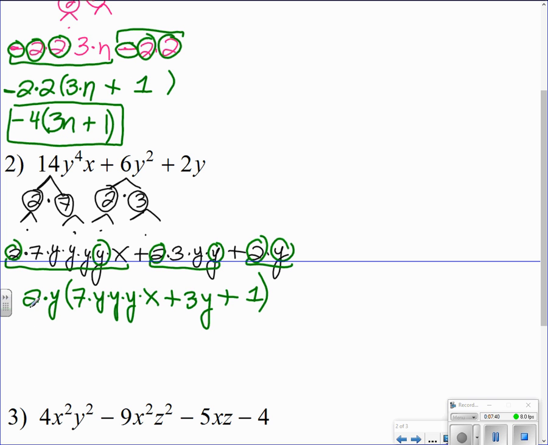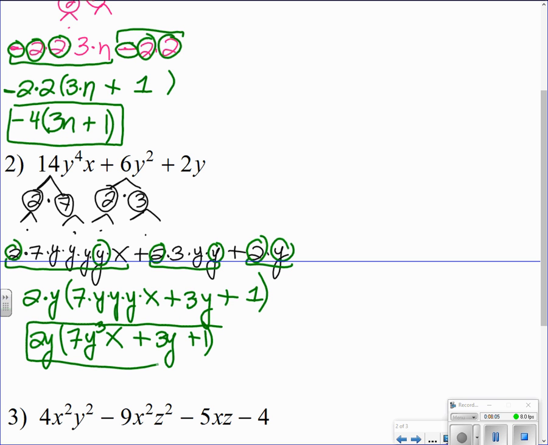So 2 multiplied by y will give you 2y, parentheses, 7, and y, there's 1, 2, 3 of them. So y cubed multiplied by x plus 3 times y will give you 3y plus 1. Okay, so that's the answer. That's what I was looking for. Okay.